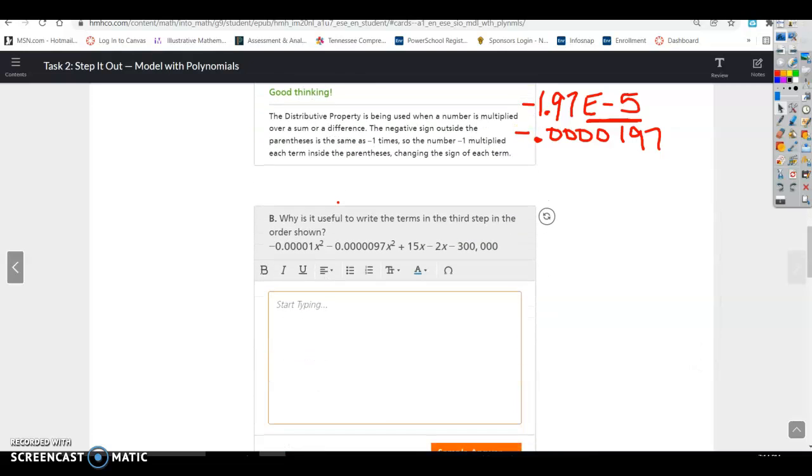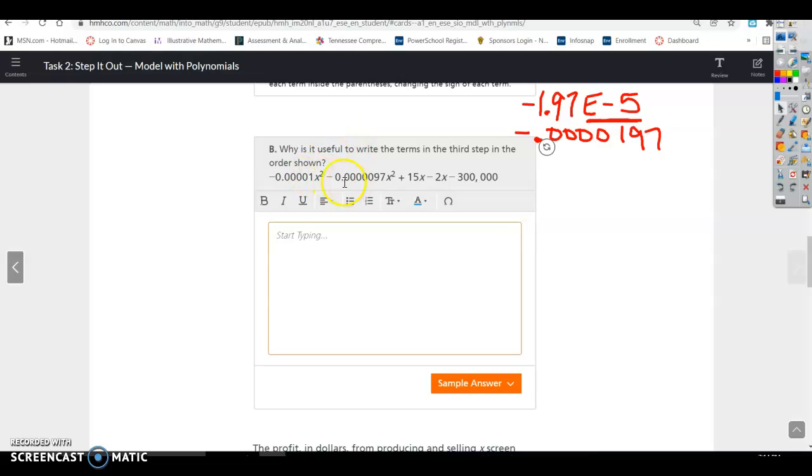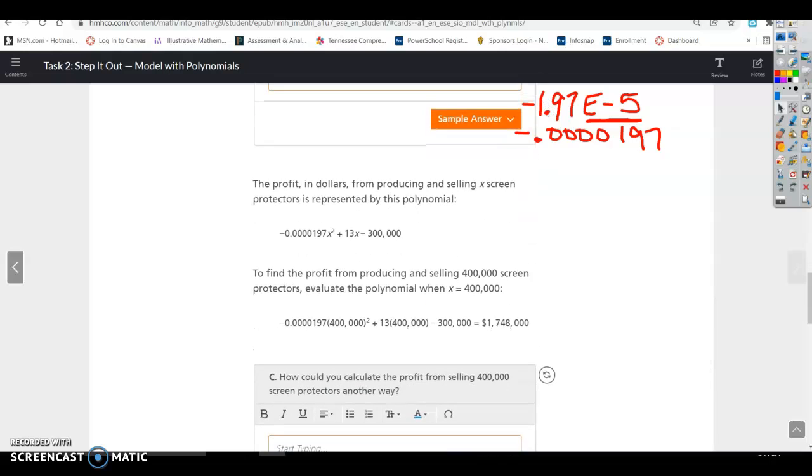And then it says, why is it useful to write the terms in the third step in the order shown? So why did they group the x squareds together, the x's together, and the number together? Well, because when the x squareds are together, it's just easier to combine like terms. And so they just use commutative property there to pull out the numbers and combine those. Again, that's not something I'm going to require you to do, but if that is helpful as you're getting started, especially with lots of digits in the number, it'll just be more helpful.